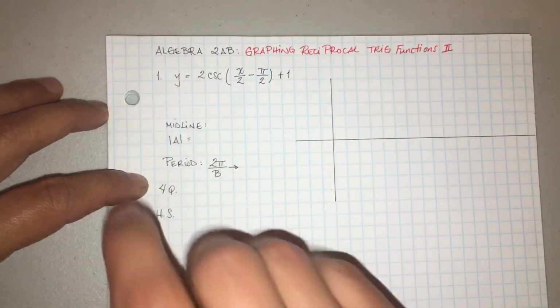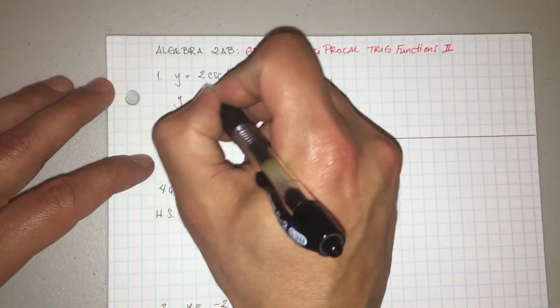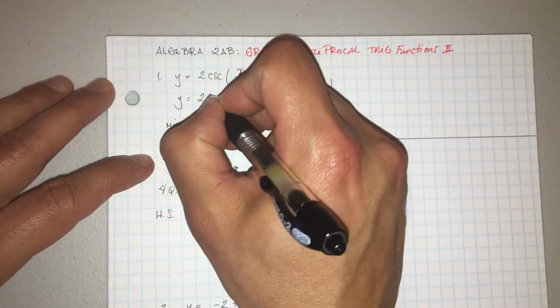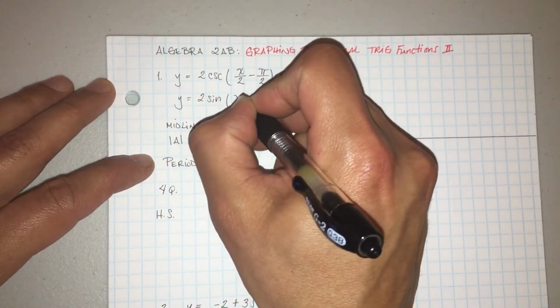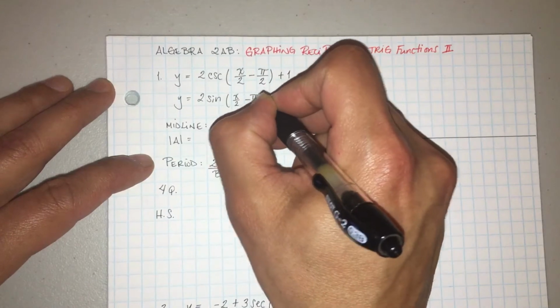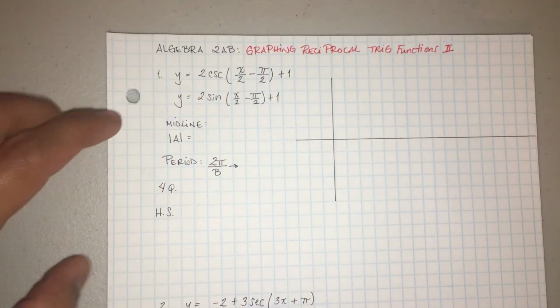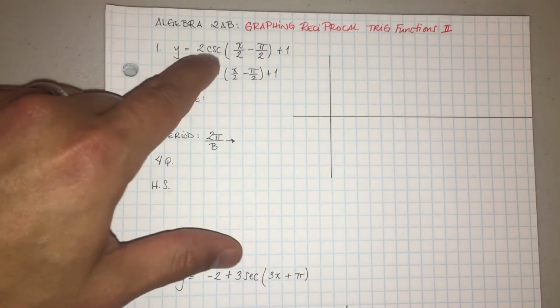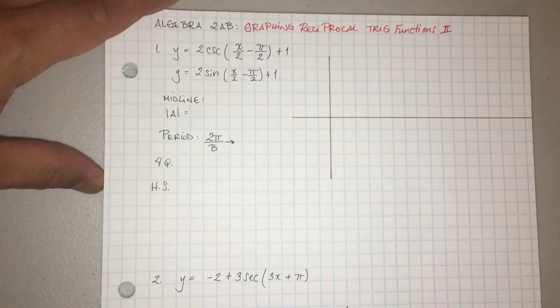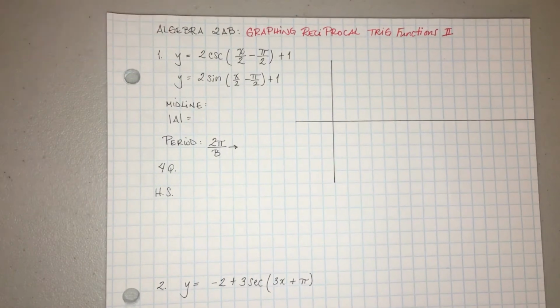So the way we're going to do it is we're not going to graph this guy. We're going to first graph 2 sine of x over 2 minus pi over 2, plus 1. That's what I'm going to graph first, and then at the very end, I'm going to take the reciprocal of everything. And if you missed the first video, I'll go over it again.